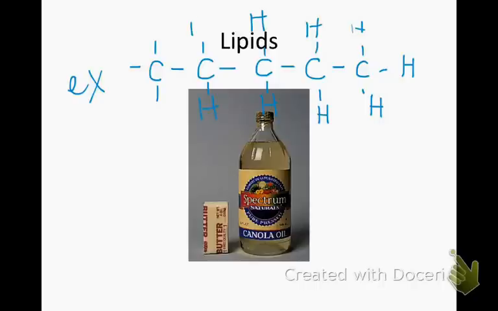Hydro means hydrogen, carbon means carbon. This means that this thing is covered up with hydrogens. Hydrocarbon.